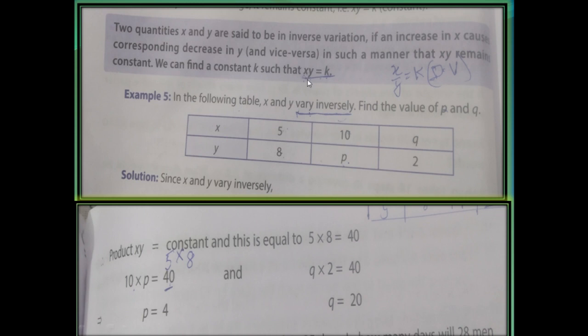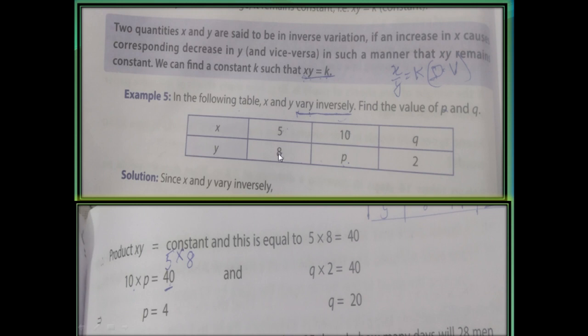See here again, when we have to find the constant k, then we will multiply x by y. This multiplied by this is equal to k. But in direct variation, what do we do? x divided by y is equal to k. So let's start how to solve this sum. First of all, you will write these two quantities.